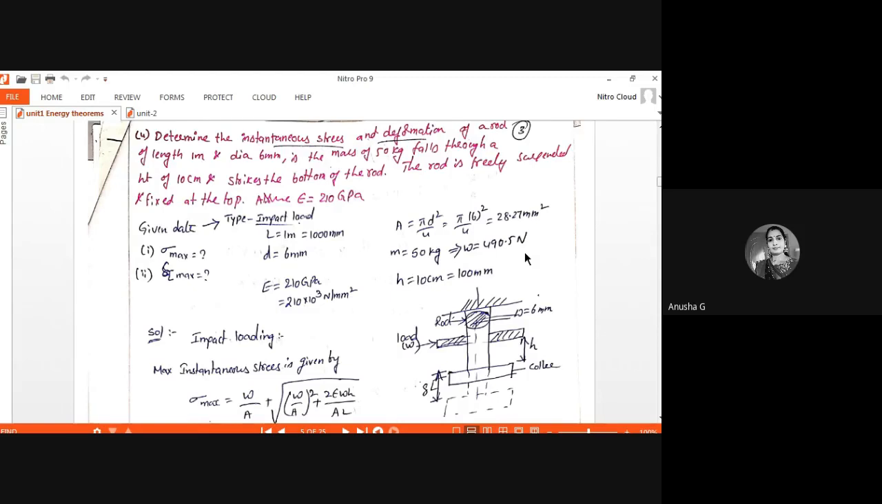Then height is 10 centimeters, they gave. That centimeter has to be converted into mm. That is 100 mm.